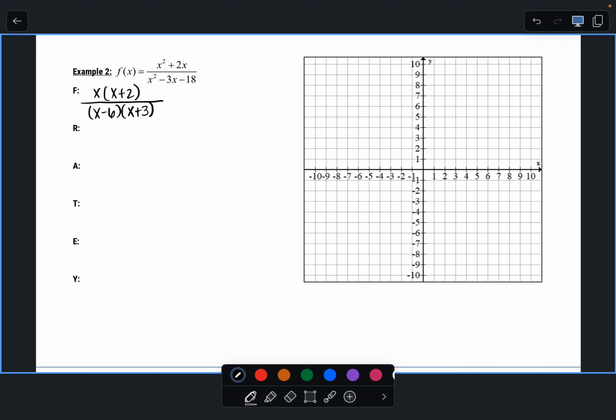So roots come from the numerator. I should have 2 of them. I have x equals 0 and I have x plus 2 equals 0. Whenever we get x equals 0, that just means one of my roots is at 0, 0. So I'm going to go ahead and put that down. What would I get from x plus 2 equals 0? Negative 2, 0. So I'm going to go to negative 2, 0 and draw a point.